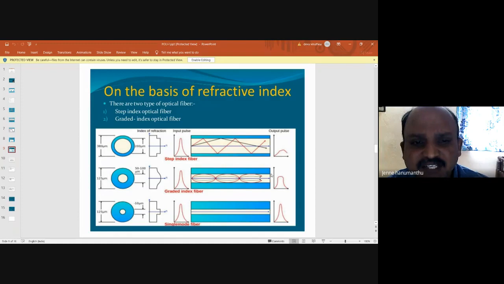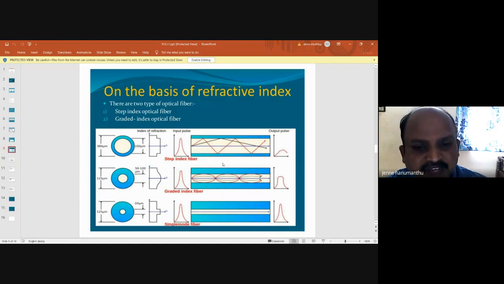What is the meaning of this? Step index means the refractive index of the core is constant. Grade index means the refractive index of the core is not constant. Okay? That is the meaning of this.